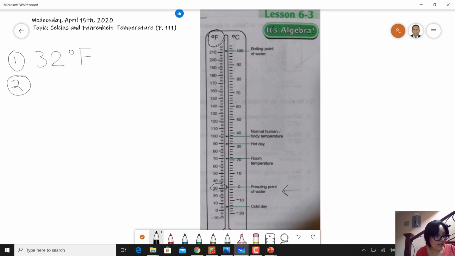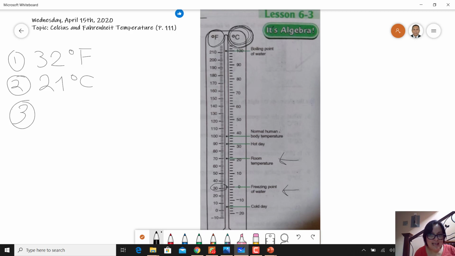Let's go to number 2. Number 2 says, what is room temperature on the Celsius scale? So here we have the Celsius scale, and here we have the room temperature. What degrees? 20, 21, 22. 21, what? Melons, watermelons, oranges? Celsius degrees, okay?